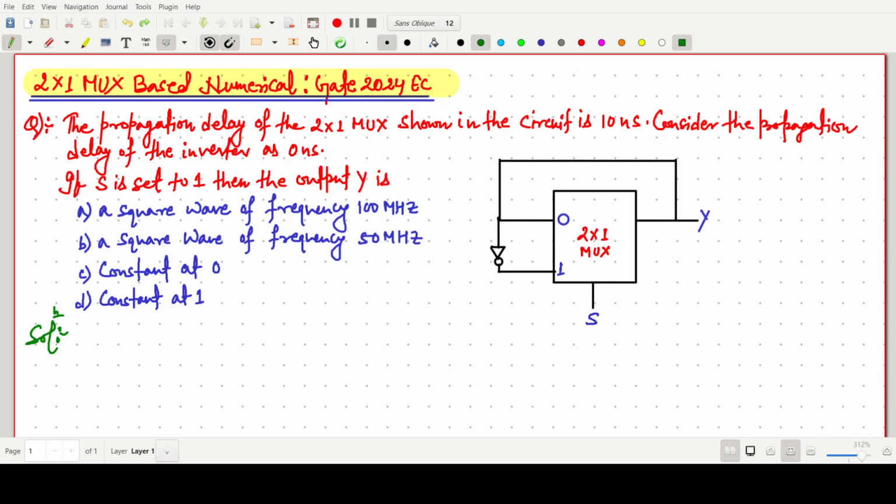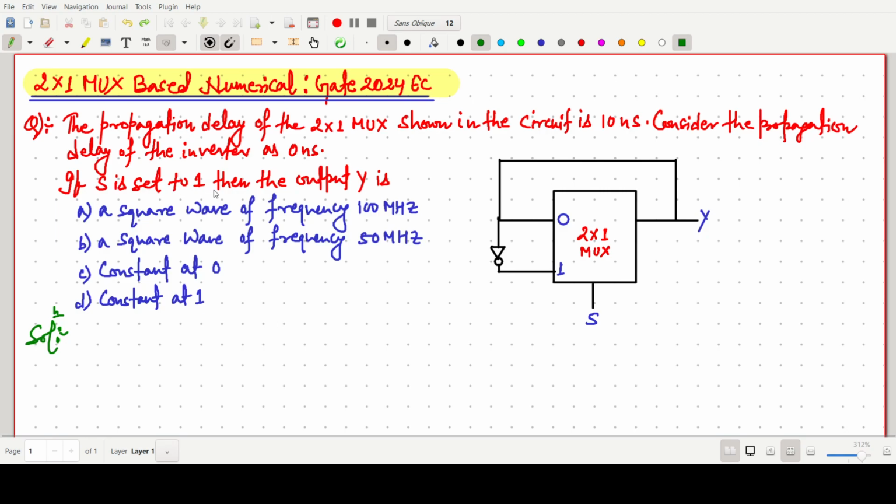Welcome everyone. In this video lecture, we will solve a GATE 2024 EC question based on a 2x1 multiplexer. The numerical is: the propagation delay of the 2x1 mux shown in the circuit is 10 nanosecond. Consider the propagation delay of the inverter to be 0 nanosecond, and the propagation delay for the 2x1 mux is given as 10 nanosecond.